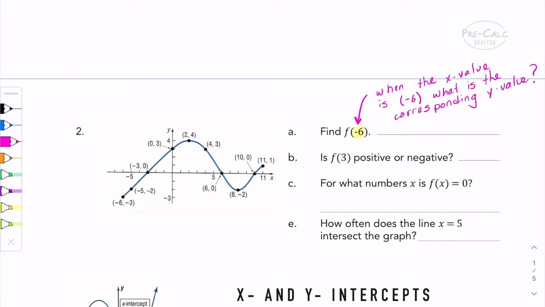So I'm going to go over to the graph and I'm going to look for where x is equal to -6. On the graph, -6 would be right here. The corresponding y value, so where is there a point at x equals -6? And that point happens at -6, -3. So therefore, your answer, f of -6, is equal to the corresponding y value of -3. And that's your answer.